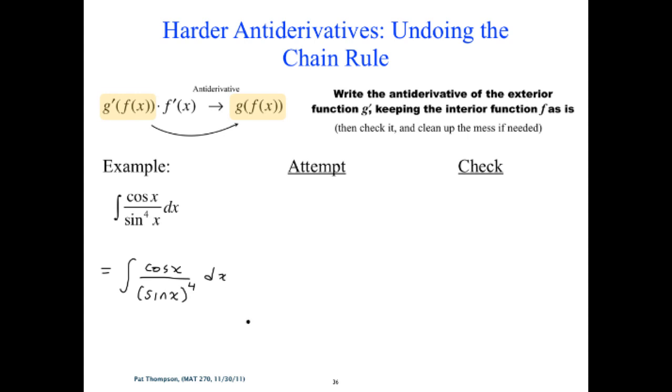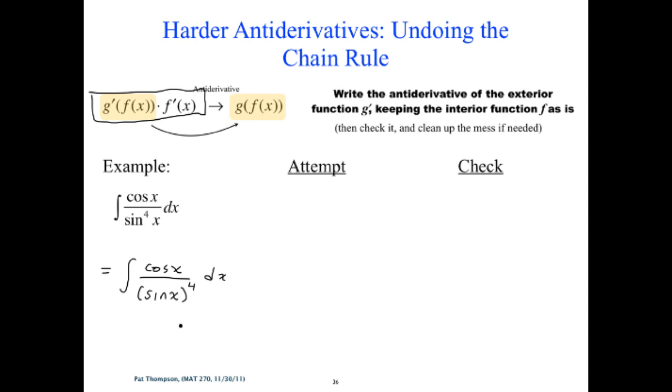Okay, so that's just rewriting it. So now what? If we're undoing the chain rule, we've always had the product of two things, right? Our chain rule derivatives look like this, a product of g prime of f times f prime.